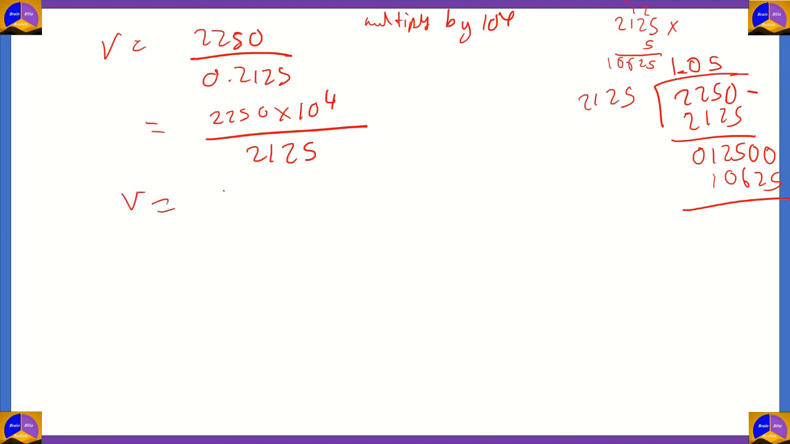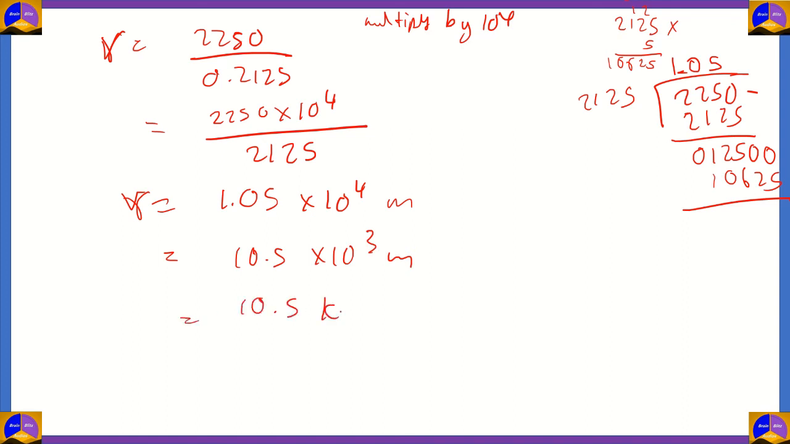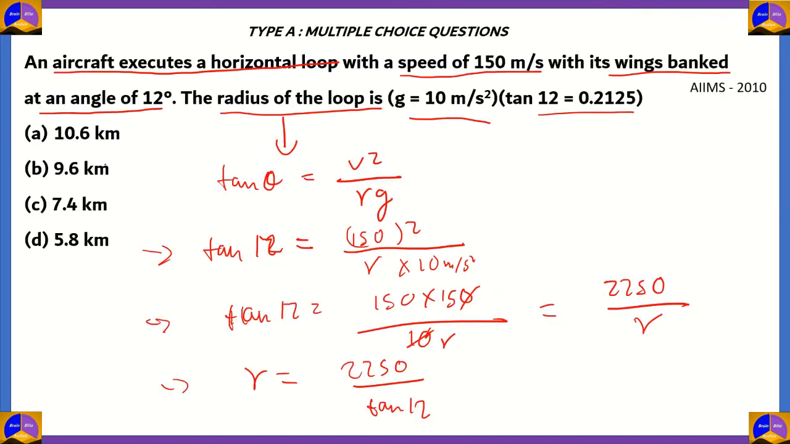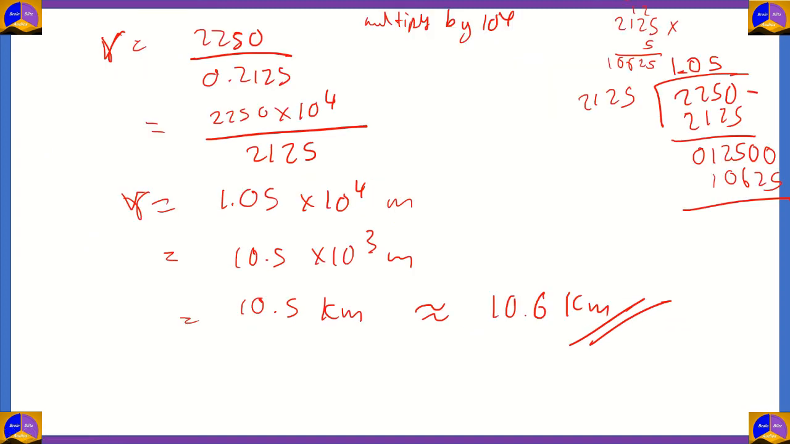So therefore r will be equal to 1.05 into 10 raised to 4. I mean, this is not v, this is r. The radius will be 1.05 into 10 raised to 4 meters. That can be written down as 10.5 into 10 raised to 3 meters. 10 raised to 3 meters is equal to 1 kilometer, so that means 10.5 kilometers will be the radius, which is approximately equal to 10.6 kilometers. And the reason why we made that approximation is because option A, 10.6 kilometers, is the closest option, so it is the right answer. So option A, 10.6 kilometers, is the radius of the horizontal loop made by the aeroplane.